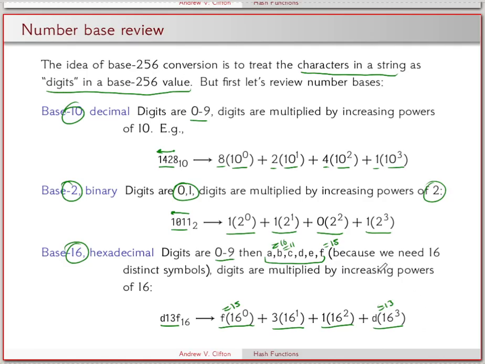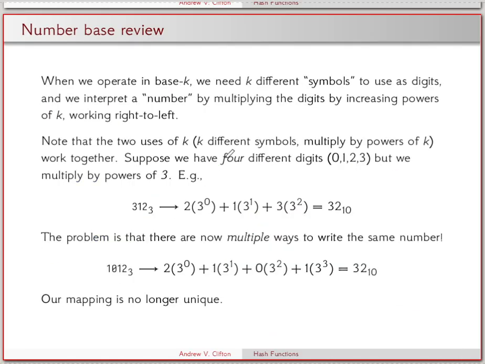So we can see the pattern. If you are in base K, then you need K different digit symbols, and to get the value, you're going to multiply by increasing powers of K. Those two things work together: we have our K different symbols, and we have our powers of K.